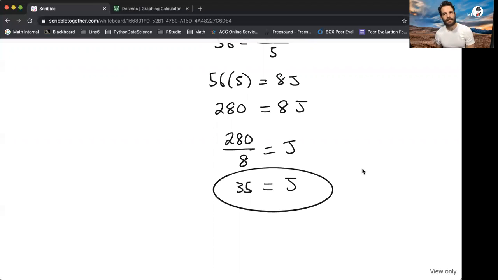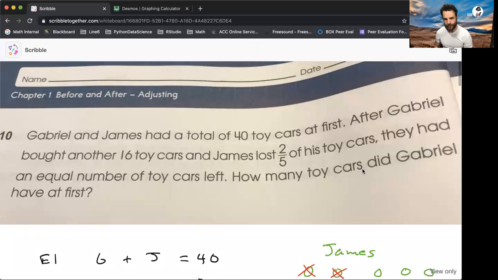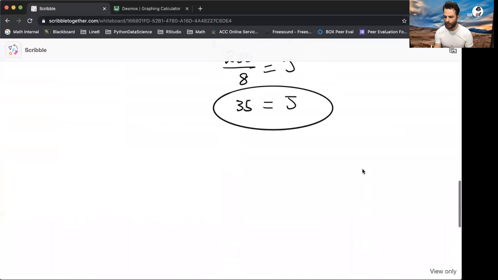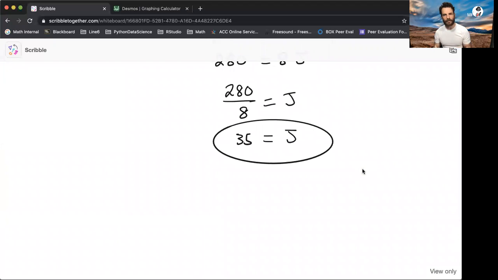One of the oddities is this is not the answer to the question. We worked through this and we did a lot of things, but if we scroll up real quick, the question asked, how many cars did Gabriel have at first? The answer we got was regarding James. So when we solved this, we found that James had originally 35 cars. How do we go back and get Gabriel?